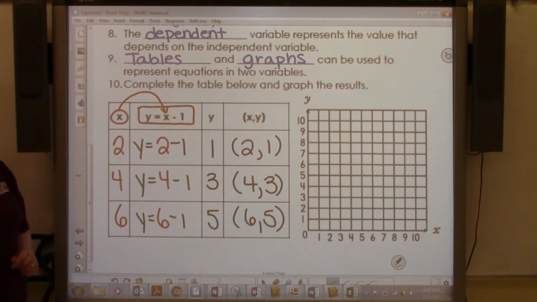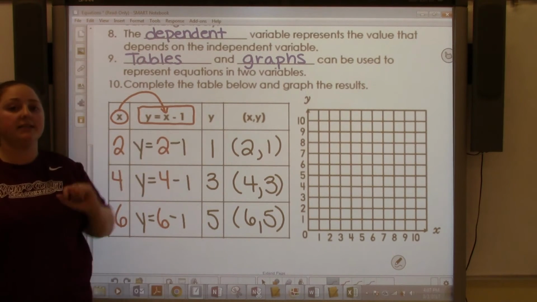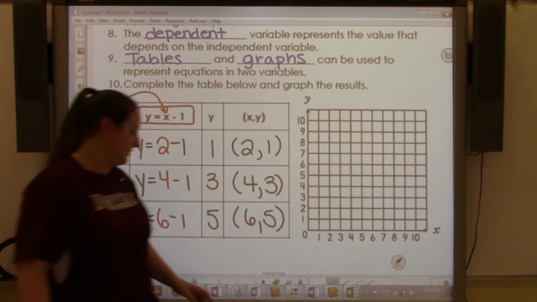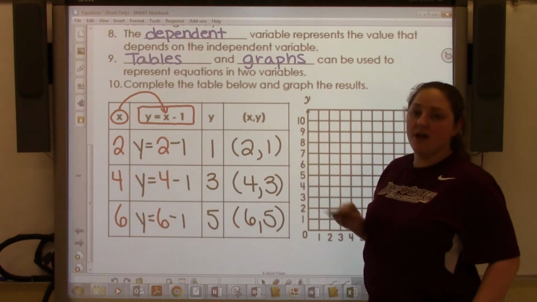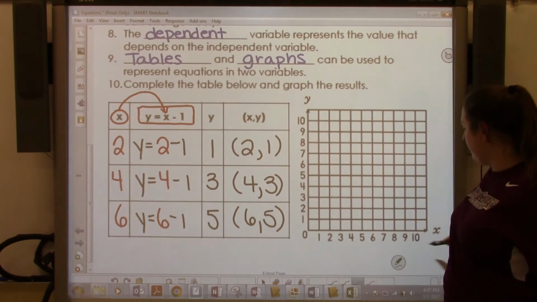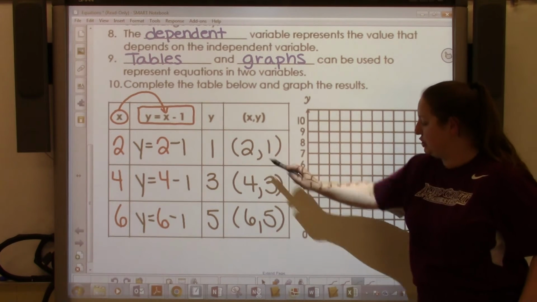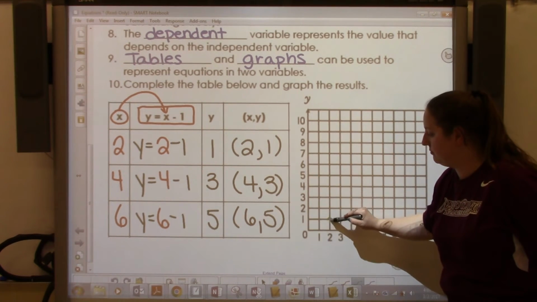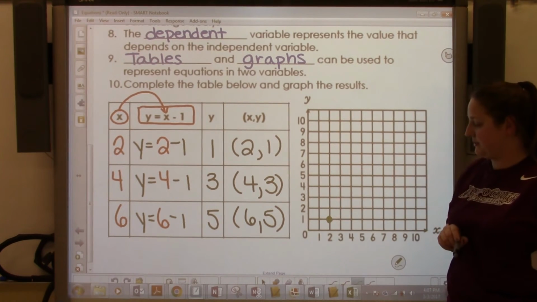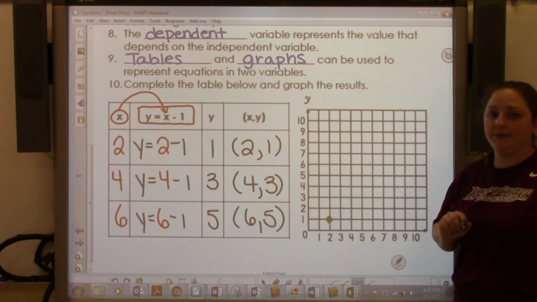All right, the last thing we have to do is put these points onto that graph, and we're going to connect the dots. So the first one, remember, is x and then y. I'm going to go over to my graph and find my x-axis. I'm at 2. And then I'm going to go up to that 1. All right, there's my first point, 2, 1.